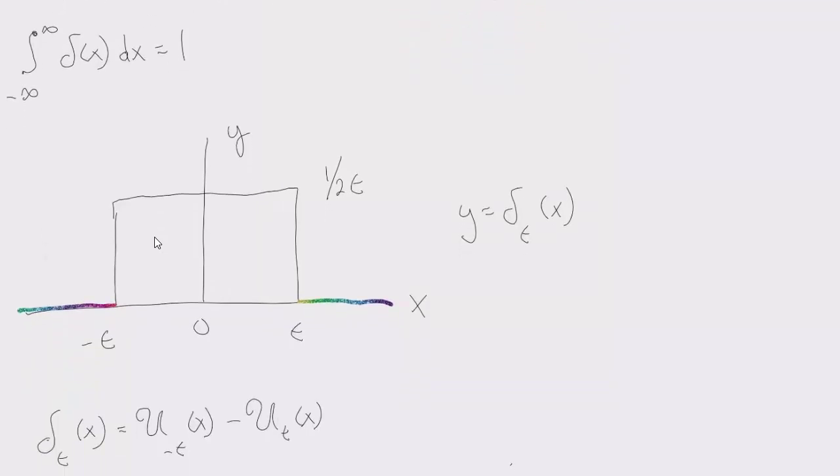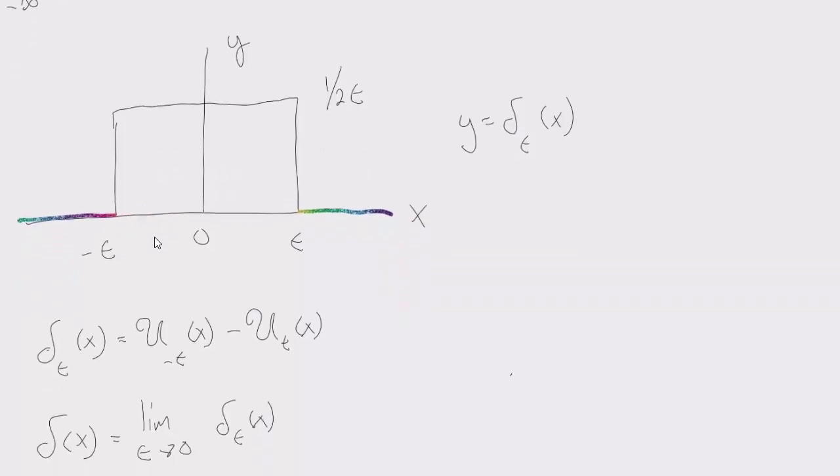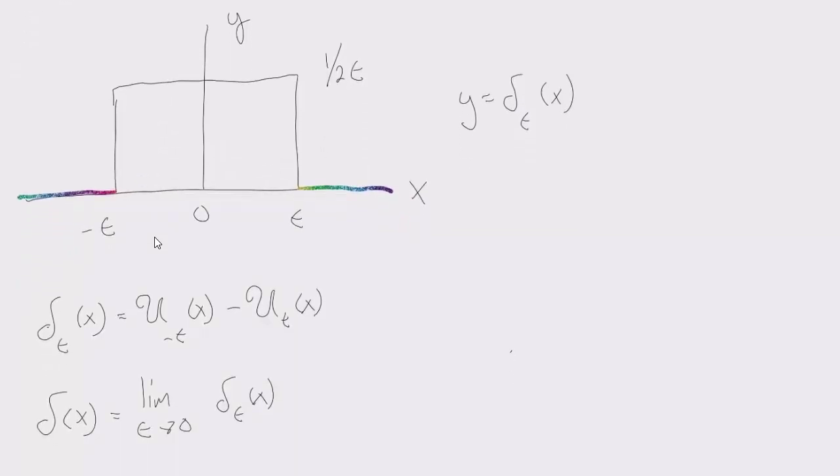So we can rewrite our delta function as unit step from negative epsilon to epsilon, and that allows us to take the limit as epsilon approaches 0, so that epsilon gets infinitely smaller. The closer and closer to 0 it gets, the larger and larger that height gets.